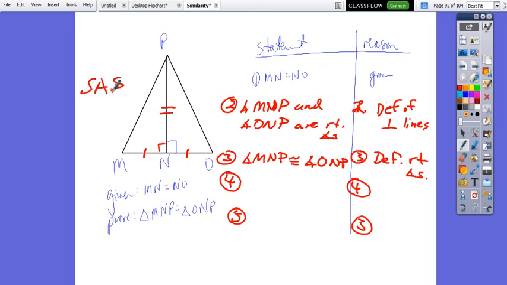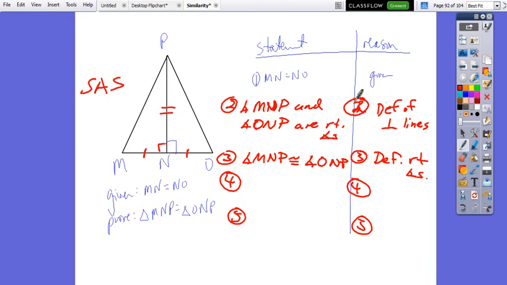So the second statement after the given is for us to say that angle MNP and angle ONP are right angles by the definition of perpendicular lines, or you can just say definition of perpendicular. Number 3 would then be that since these two angles are right angles, they are congruent to each other because of the definition of right angles. The definition of right angles says that all right angles are congruent because they're all 90 degrees.